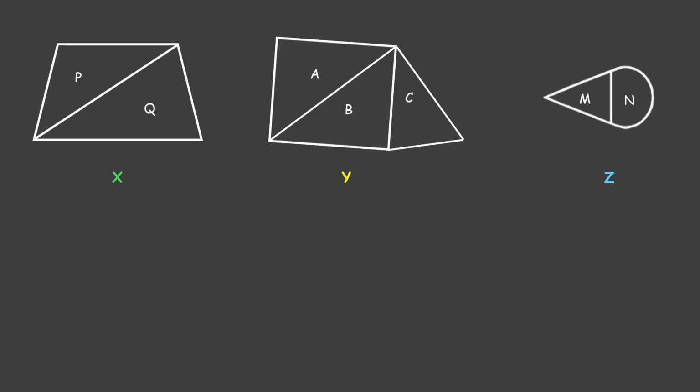Sometimes a figure is made up of two or more non-overlapping planar regions. For example, figure X is made up of two planar regions, P and Q. Y is made up of three planar regions, A, B, and C. And Z is made up of two planar regions, M and N.